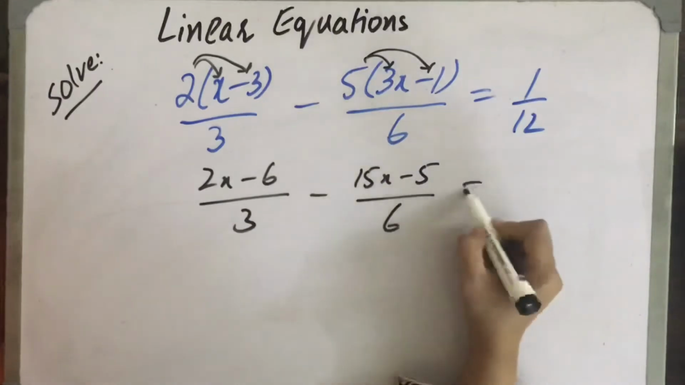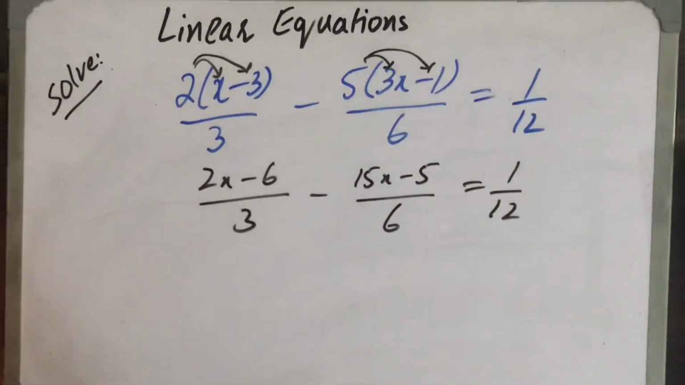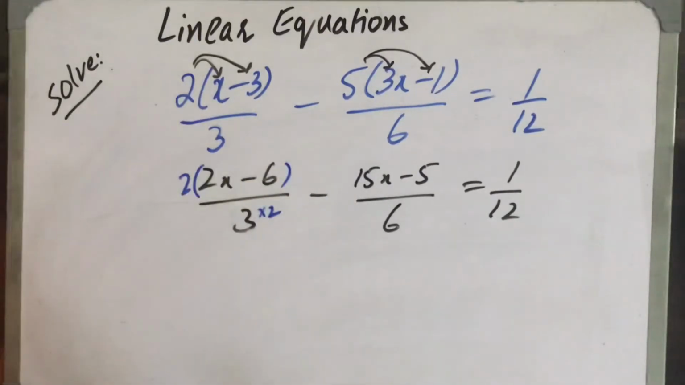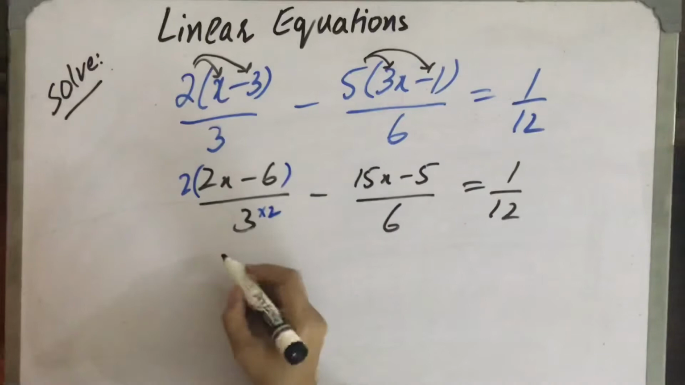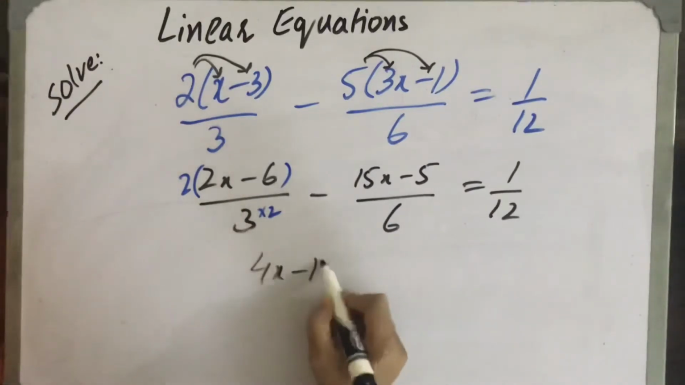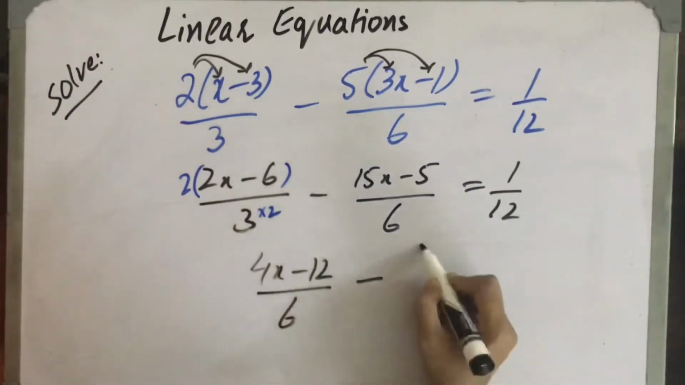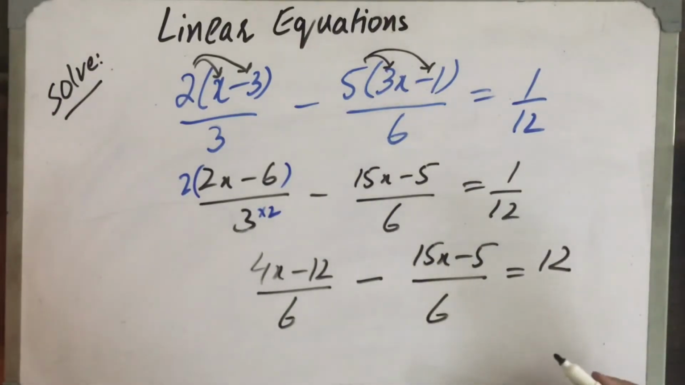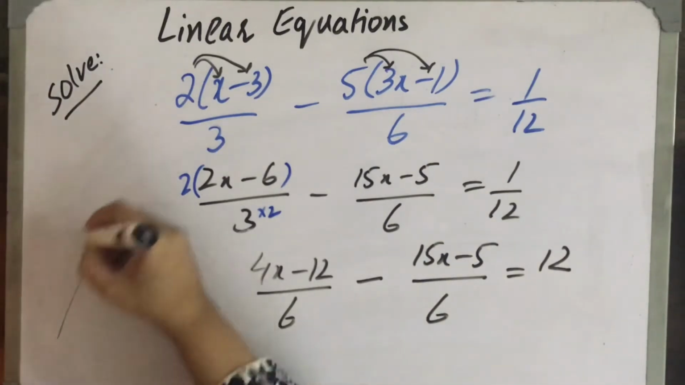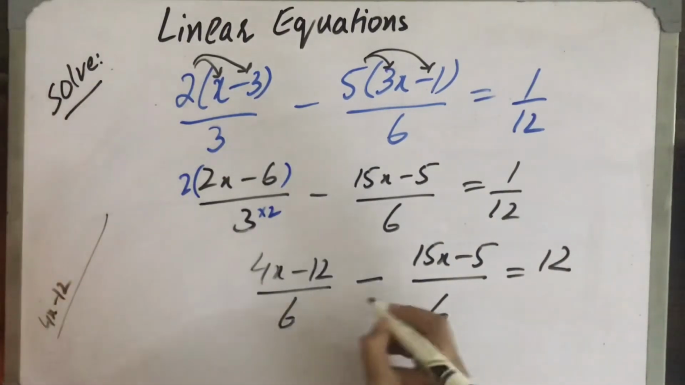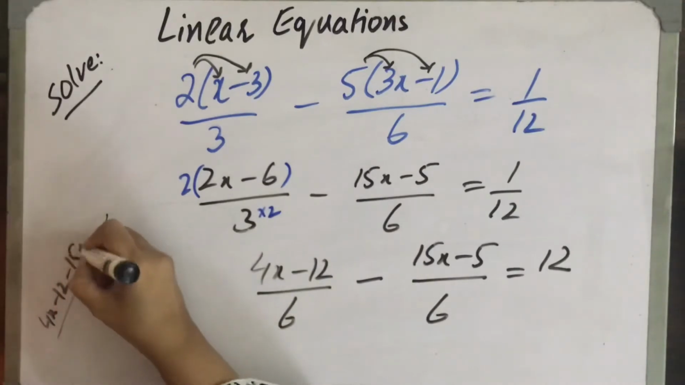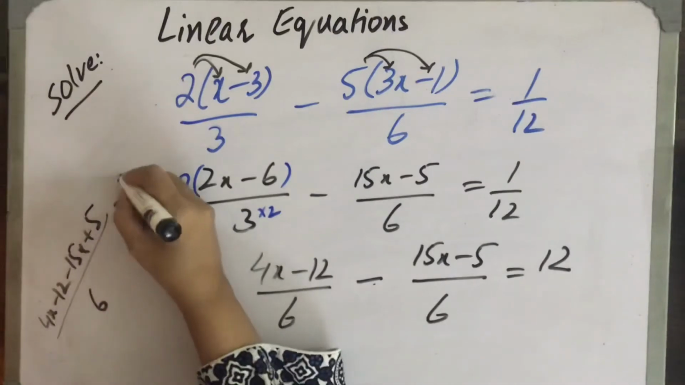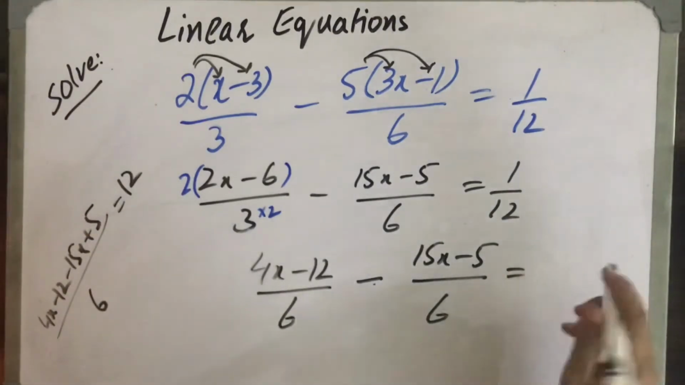I shall make the denominator the same. 6 is in the table of 3, so I shall multiply these two with 2 to make them 6. To make the denominator 6, 2 times 4x minus 12 over 6 minus 15x minus 5 over 6 equals to 12. You will bring them on the same fraction. You will have 4x minus 12. This minus sign will make it negative. This minus sign will make 5 positive. And we shall take this 12, it is 1 over 12.